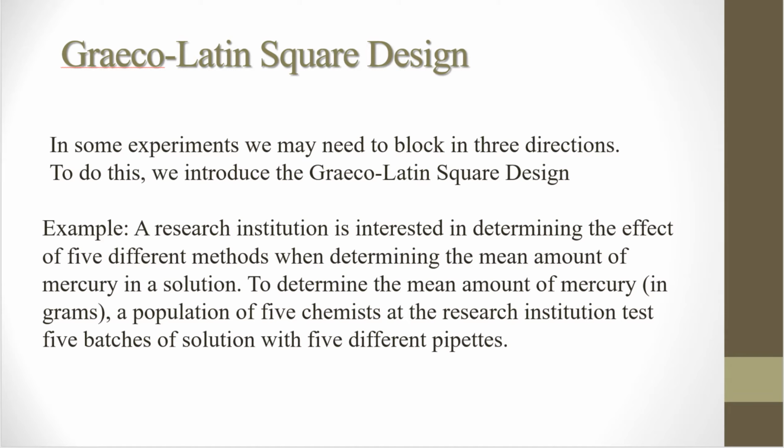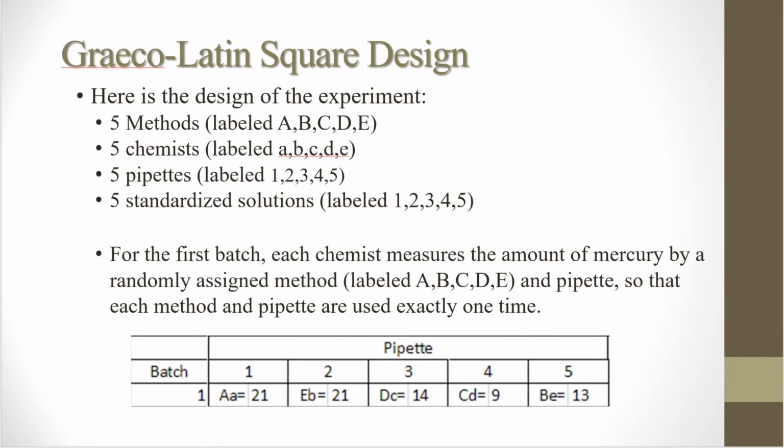A research institution is interested in determining the effect of 5 different methods when determining the mean amount of mercury in a solution. To determine the mean amount of mercury in grams, a population of 5 chemists at the research institution test 5 batches of solution with 5 different pipettes. So importantly, we have 3 different blocking variables: 5 different chemists, 5 batches of solution, and 5 different pipettes. So how do we go about analyzing this?